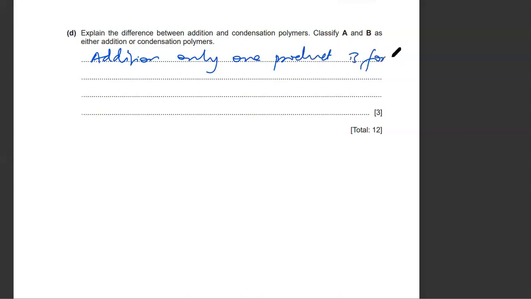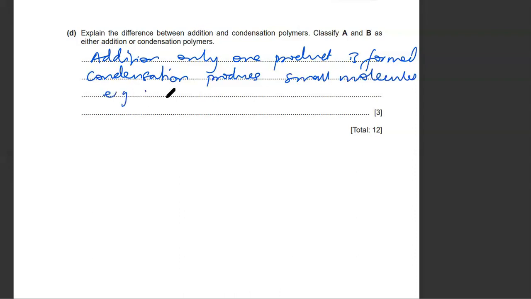One product is formed, but your condensation polymerization does what? Condensation produces small molecules, e.g. water, and a large molecule called the polymer. So you get your 2 marks for that, 1 mark for this and 1 mark for this.